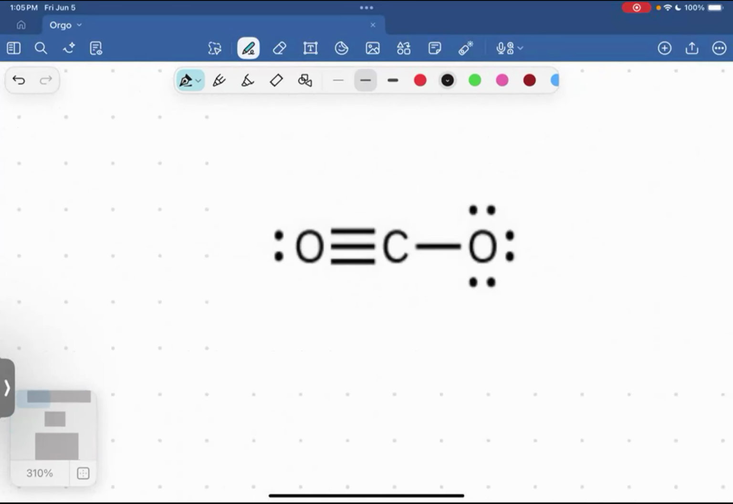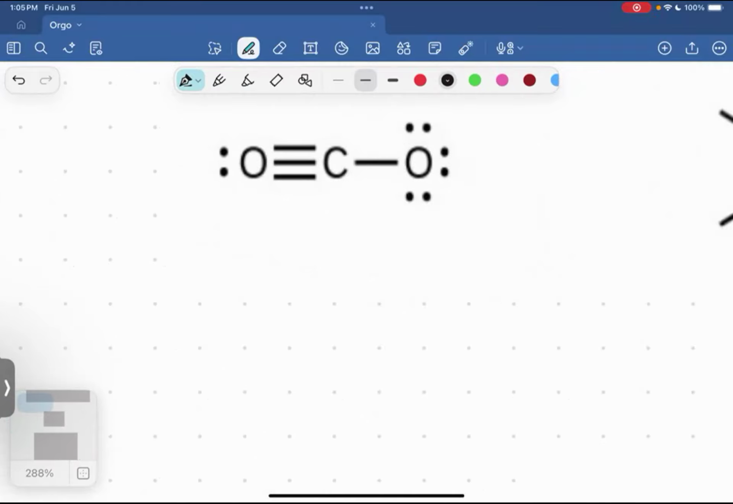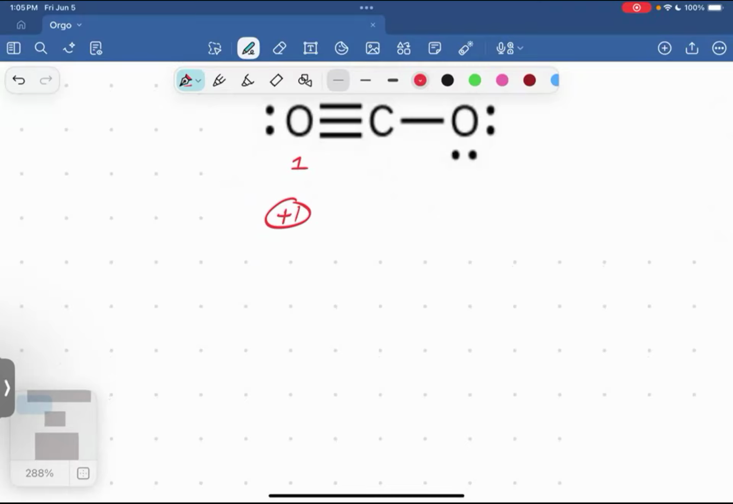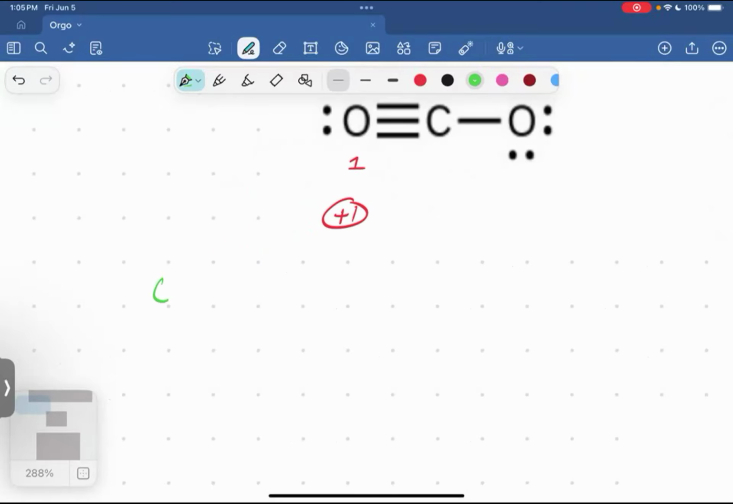All right. So how about this oxygen? We see that that oxygen is making 3 bonds. So we can automatically assume that it's going to be a +1 charge. But if we wanted to double check it, we can. 6 minus 3 bonds minus 2 lone electrons is going to give us +1.